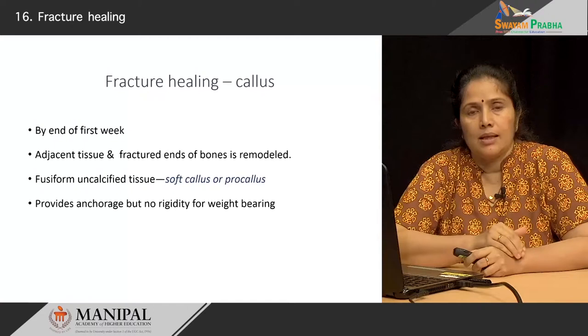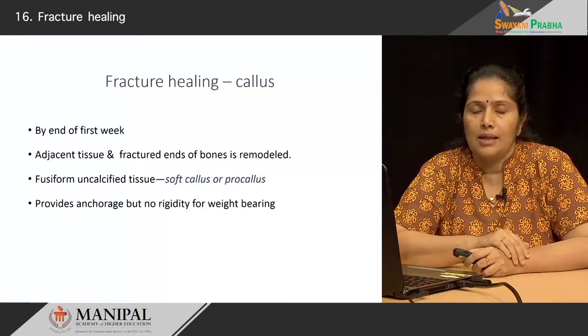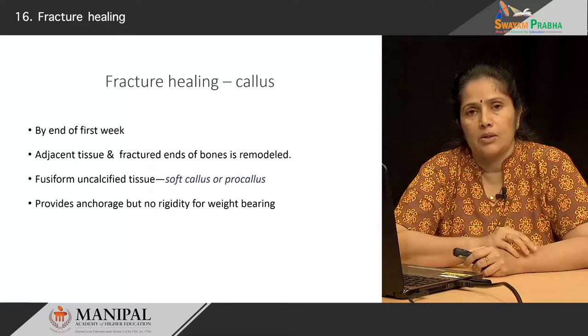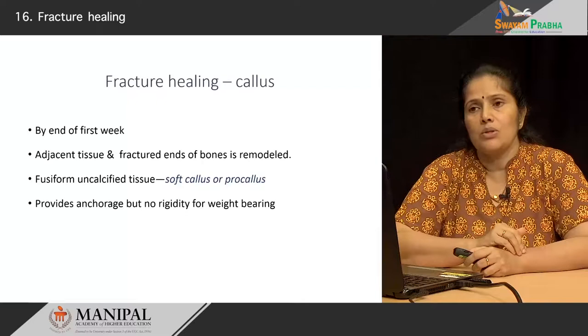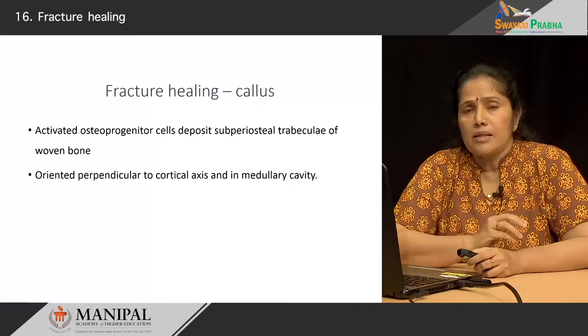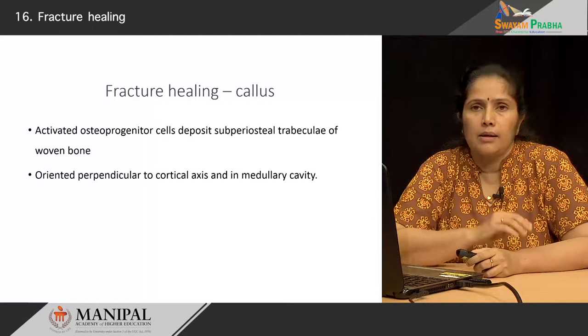So, soft callus cannot take any weight. So, that is why the patients have to walk with crutches or they are immobilized in a particular position. So, this is the phase when there is a soft callus formation, which is totally having no strength. So, absolutely no strength. Now, after the soft callus is formed, we spoke of the activated progenitor cells which are present in the subperiosteal area.